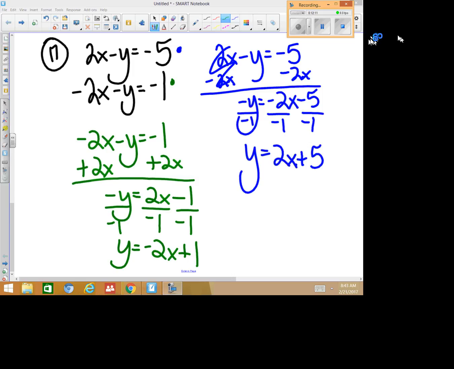We never divide by a different number. If there's a 2 in front of the y, you divide by 2. But there's a negative 1 in front of it, so that's what you divide by. Whatever's in front of the y, that's what you divide by. So why don't you try graphing these, and let's see what we get as our intersection.